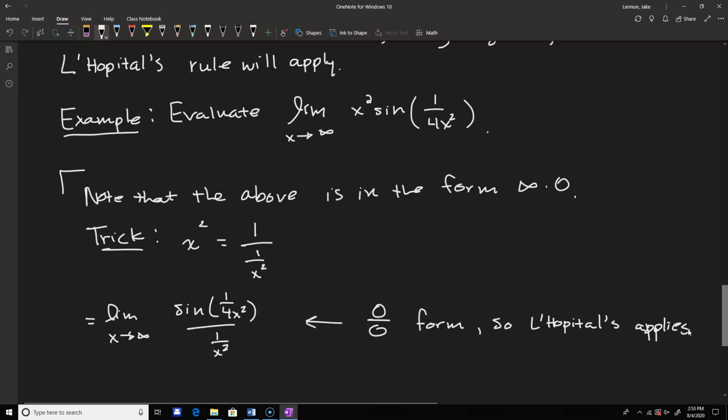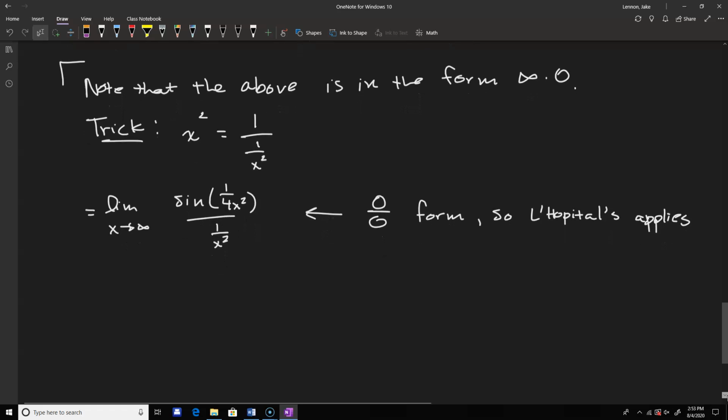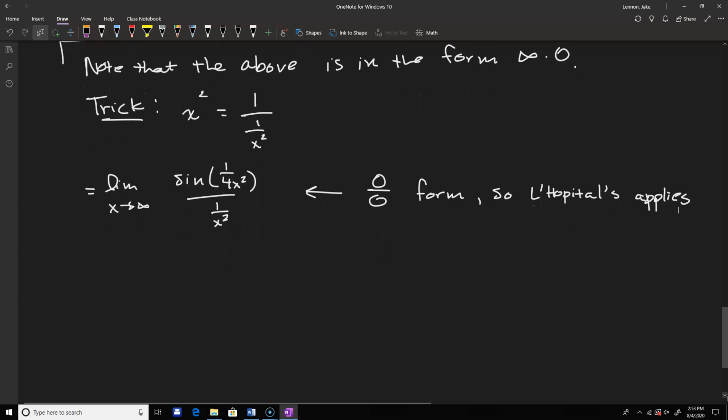Which is what we wanted. So now we can go ahead and take derivatives, and hopefully that simplifies into something where we're going to be able to evaluate that limit. Okay, so again, we've got some chain rules going on here. So this is the limit as x goes to infinity, and we know the derivative of the sine is going to be cosine, so this is cosine of 1 over 4x squared inside here.